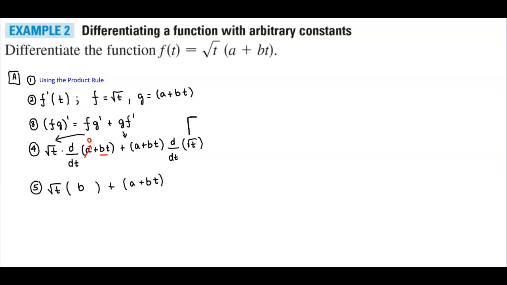Recall that the square root of t is the same thing as t to the 1/2. When you find the derivative, you take 1/2 times t to the 1/2 minus 1, which gives you 1/2 times t to the negative 1/2, since 1/2 minus 1 is negative 1/2. That is the derivative of the square root of t. So therefore, this is going to be times 1/2 t to the negative 1/2.